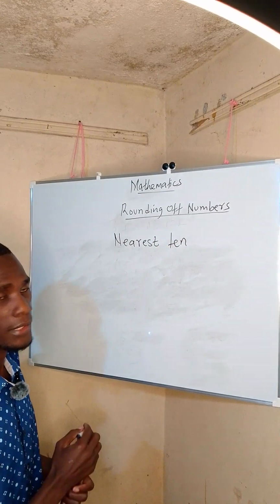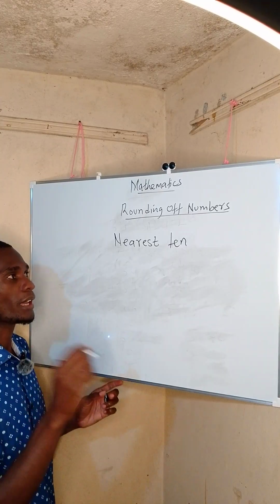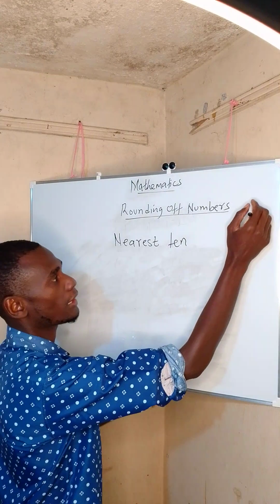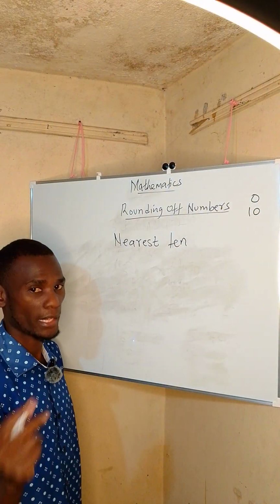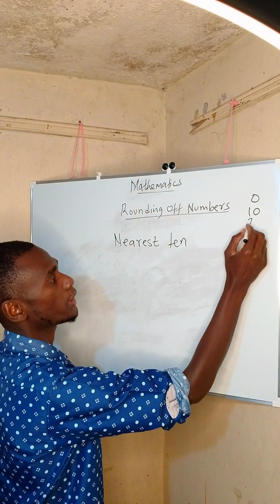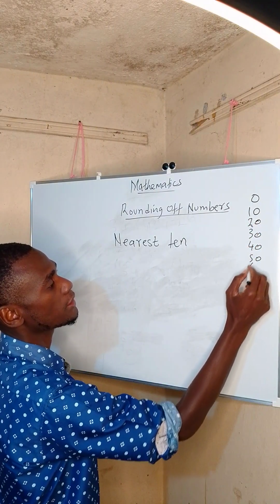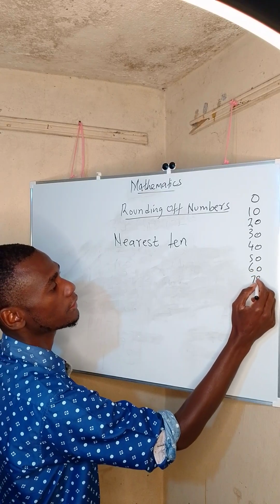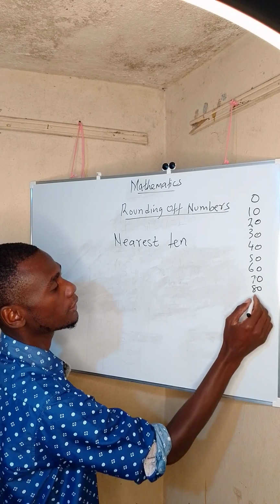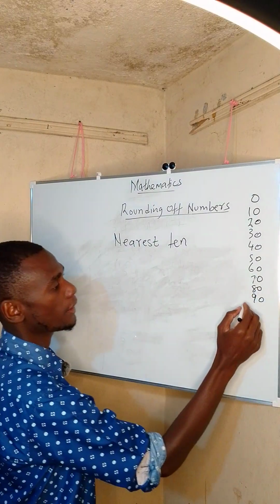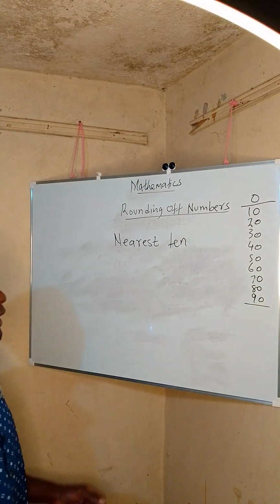Now, the first thing we have to ask ourselves: what are the numbers that fall under 10? The numbers that fall under 10 are these numbers. So we have 0, then we have 10. It starts from 10 actually. Then 20, 30, 40, 50, 60, 70, 80, 90. These numbers are what we call tens, so they fall under the place value of tens.